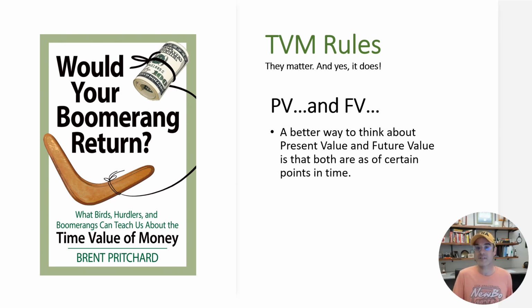The focus of this lesson is PV and FV. In particular, how the present value isn't always as of today or period marker 0 on the timeline, and similarly, how the future value isn't always a certain number of periods from now. Don't let the word present of present value and future of future value throw you off. A better way to think about present value and future value is that both are as of certain points in time.